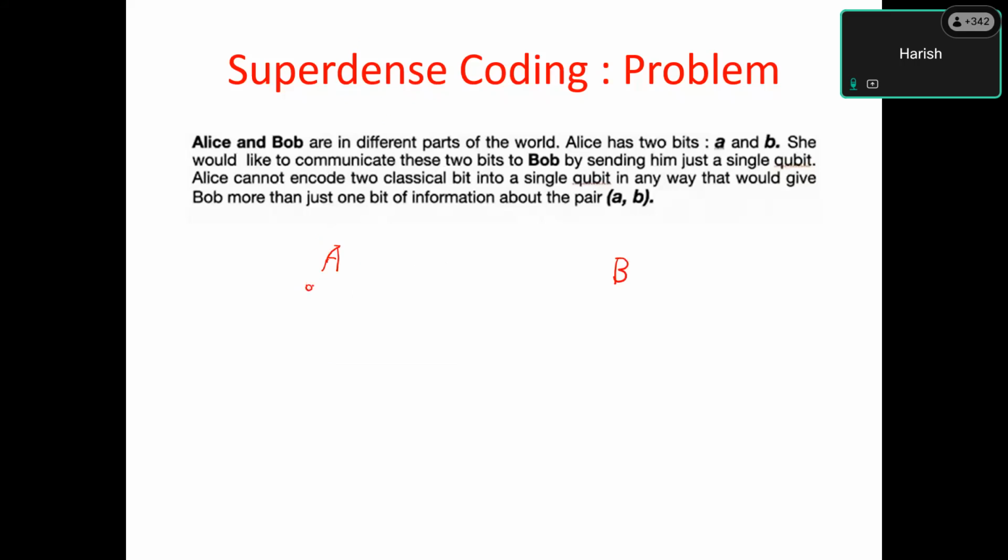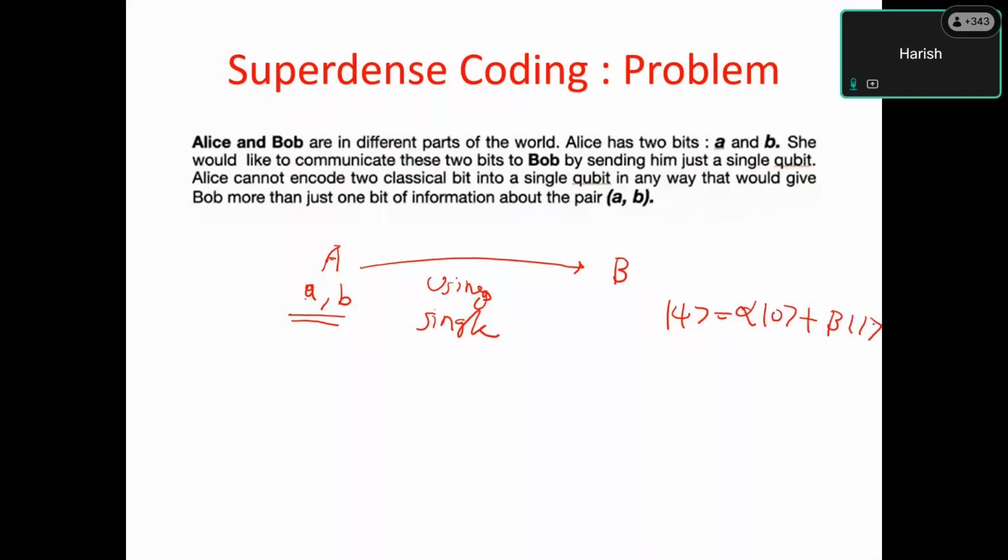Let's call them A and B. These are classical bits, A and B. Alice wants to send them to Bob, and that too using only a single qubit. A single qubit, as you know, is denoted by alpha times 0 plus beta times 1.